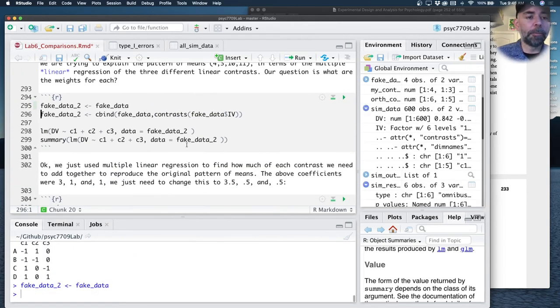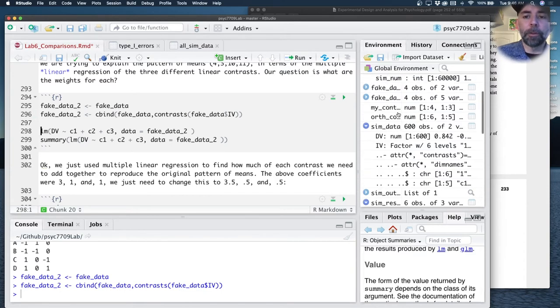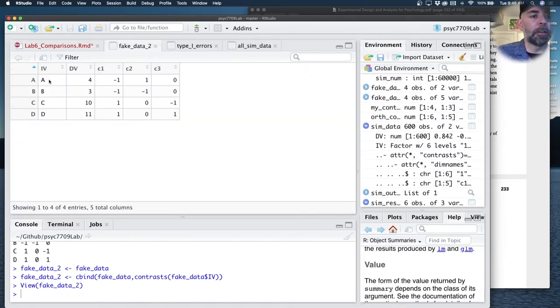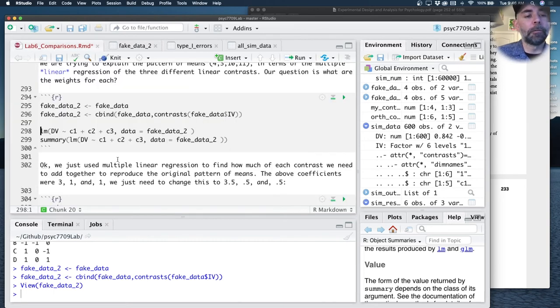What I'm going to do is take our data, put it in this variable here. I'm going to column bind on the contrasts. So if we were to look at this, it is our grouping levels. We've got our dependent variable, and then we've got three different predictor variables that we could use in the linear regression. So we'll run a linear regression here, and we're going to try to predict the dependent variable containing the four means as a function of the three linear contrasts that we made. So we could do that.